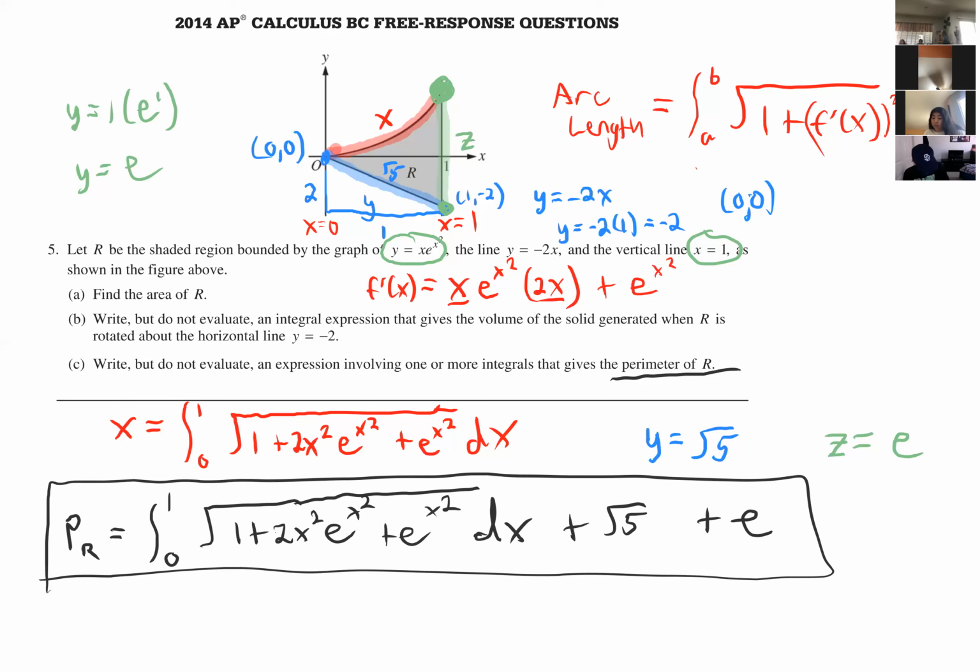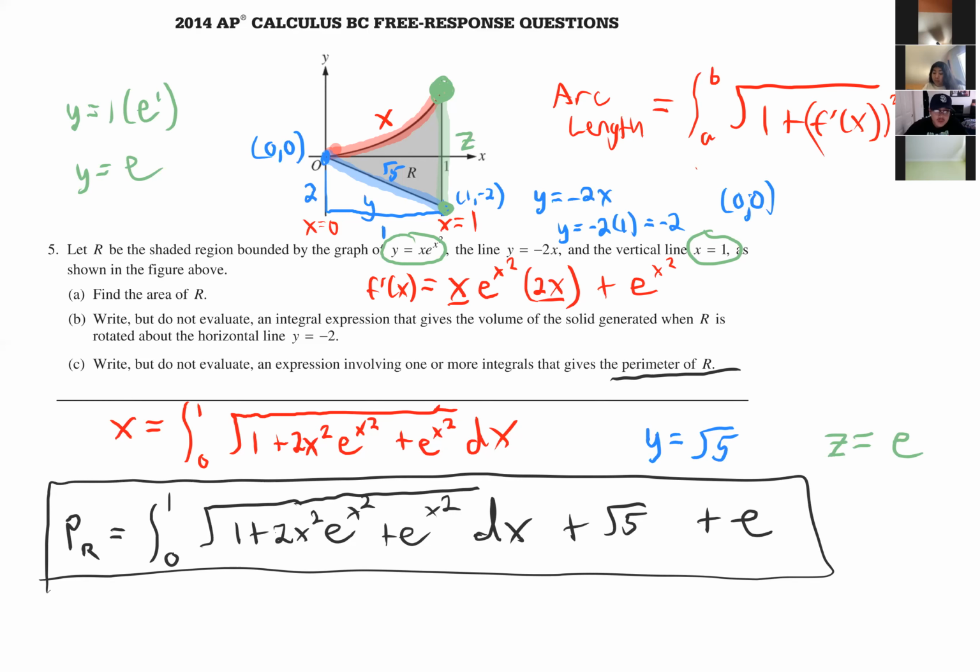So we're just adding x plus y plus z. The distance around the outside of the figure is the perimeter. You would need calculus to find the length of x, the arc. Why is z just e? Okay, so why is z?